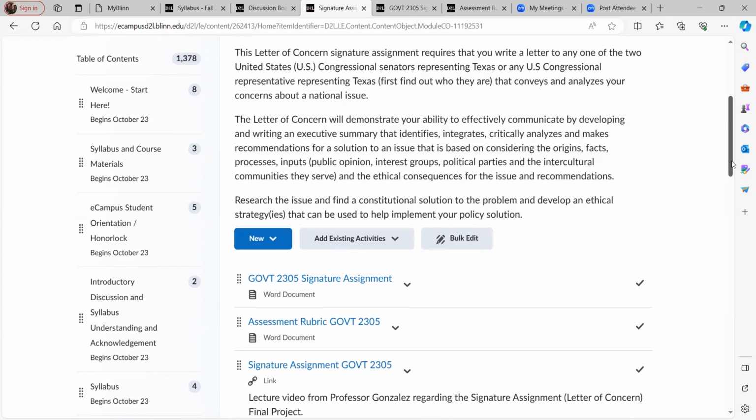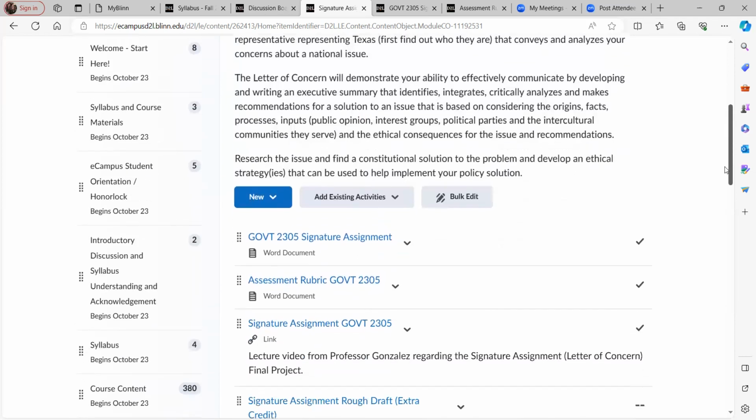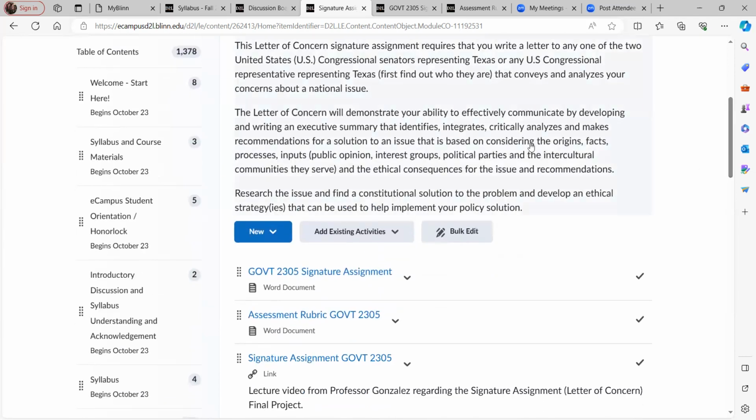And so, yes, you're doing that throughout the entire class, but this signature assignment is a good way to measure it within one specific assignment, right? It's easier to measure it that way. So that's how we're able to do so. And so you're going to have to also research the issue and find a constitutional solution to that problem and develop that ethical strategy that can be used to help implement your policy solution.